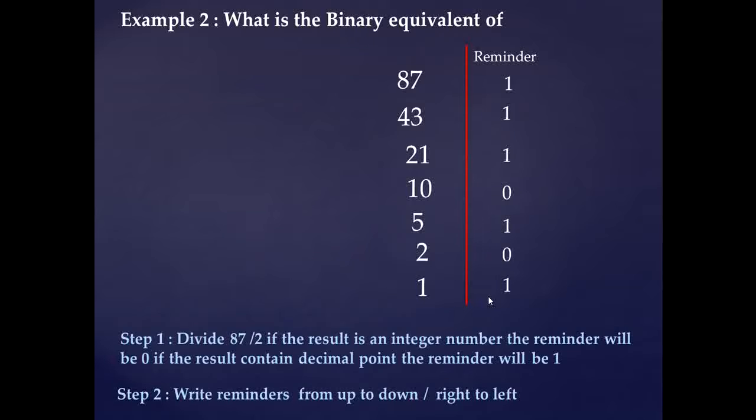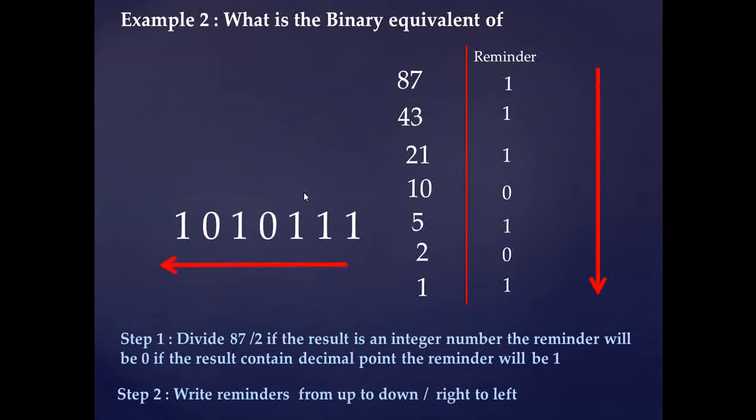down, from right to left. So they should be written 1 1 1 0 1 0 1, and we need to start typing them from the right to the left. 1 1 1 0 1 0 1. So up, down, from the right to the left.